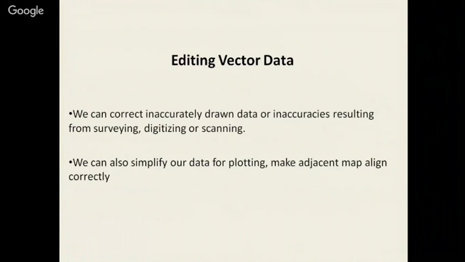Editing vector data. Before utilizing the data, we need to do some corrections or editing. Like we did with the raster image, we also need to put the vector data through some processing. We can correct inaccurately drawn data or inaccuracies resulting from surveying, digitizing, or scanning. We can also simplify our data for plotting, making adjacent maps, and aligning them correctly.